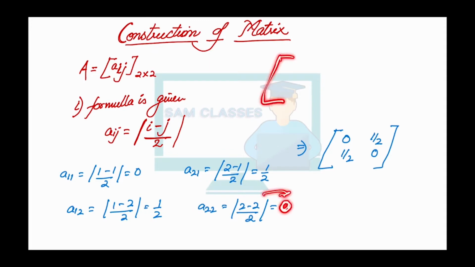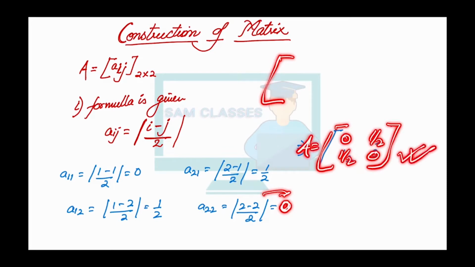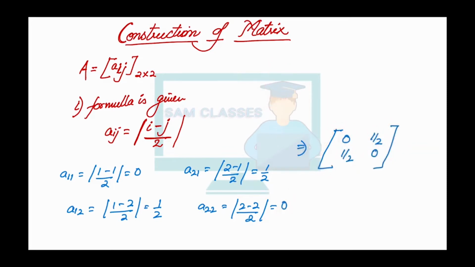So what matrix did we get, students? 0, half, again half, again 0. Okay. So this is the matrix A. We can write it as A is equal to this. Clear? Pretty simple. These are all things you have learned in PU.